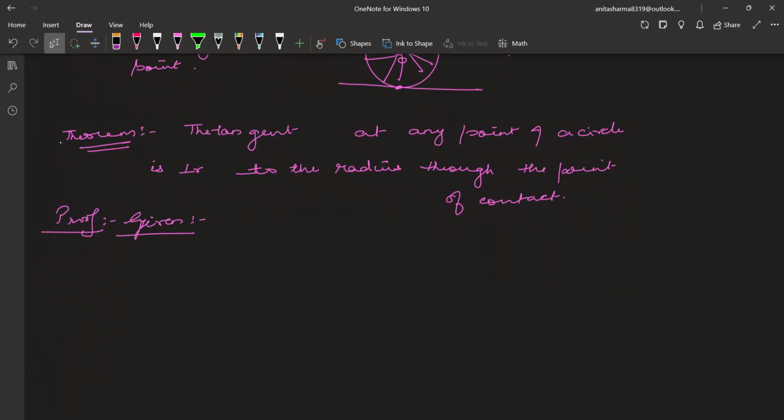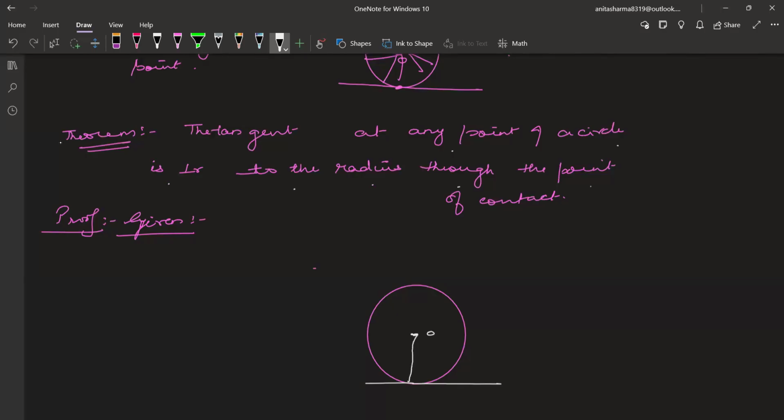So what is given? A circle with center. First of all, we will draw the figure, because without a figure we can't do anything. So you have drawn a figure and it has a center O, and they are saying the tangent at any point of a circle is perpendicular to the radius through the point of contact. So suppose any tangent you have drawn, right?